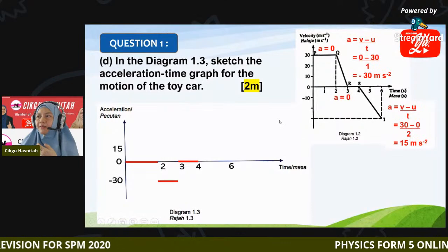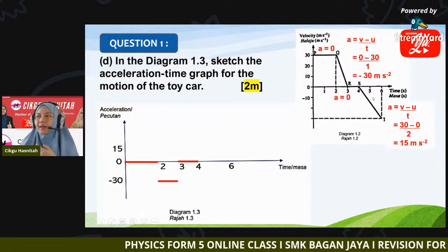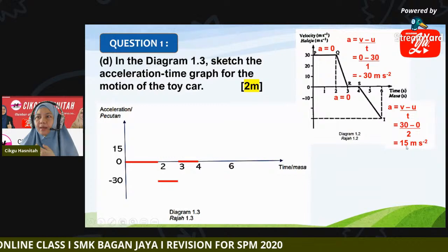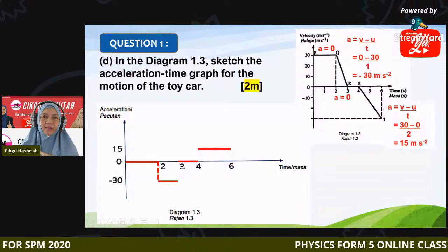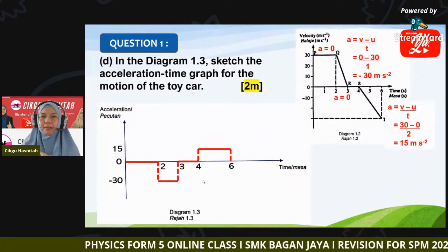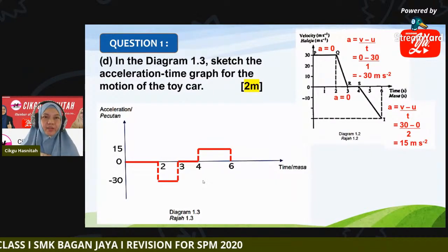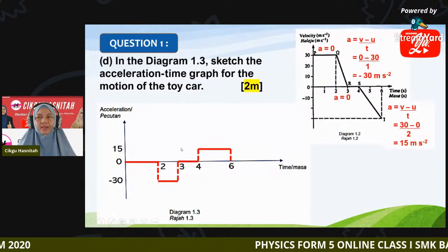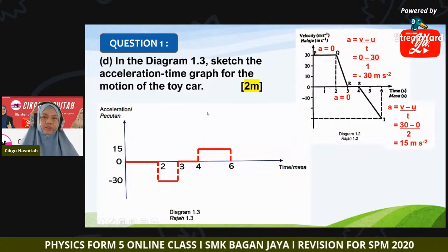And then from 4 to 6 seconds, what happened? The toy car accelerates at 15 meter per second squared. Now we join all these lines. So this is the way we sketch our acceleration time graph. Who got it right for this question D? 2 marks. Betul tak graf yang kamu lukis? So this is the way we sketch the acceleration time graph for the toy car.